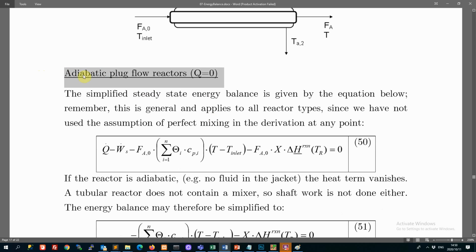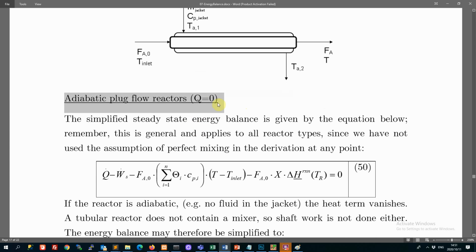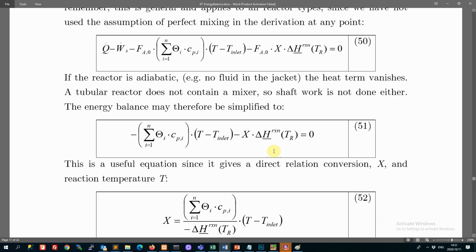So adiabatic means no heat is added, so you don't apply any heating here. And in fact, it's not enough just to not flow something through here. You also have to say there's no heat loss to the environment. So perhaps this jacket is acting like an insulator, a heat insulator. So if you apply that and assume there's no heat loss, so that term knocks off. And then here also we don't have shaft work. We don't normally think about shaft work involved in a plug flow reactor. So those two terms can disappear, leaving us with just this stuff.